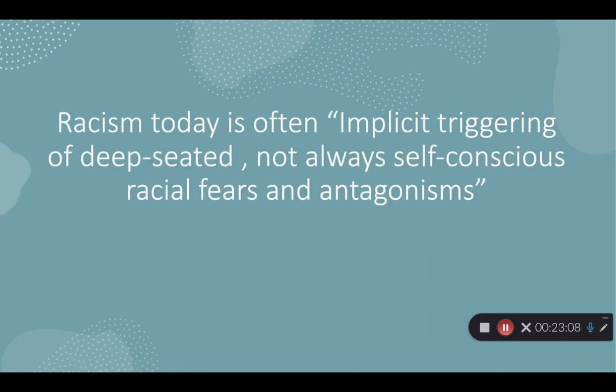So again, just to quote your book, racism today is often implicit triggering of deep-seated, not always self-conscious racial fears and antagonisms. Recognize that a lot of racism and the socialization of race happens at an unconscious level. How did you even find out what race you are? You were a kid when you found out. So it's not like you were thinking about what race am I. You were told you have a race. You're told you belong to this racial group.